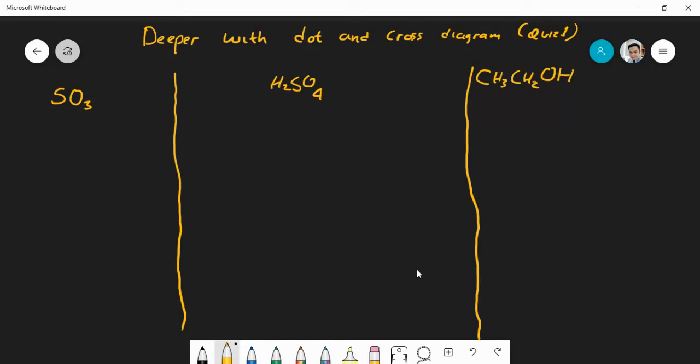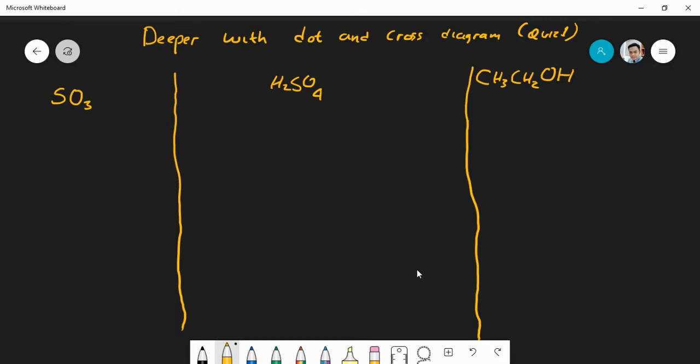We are going to practice for deeper understanding with the dot and cross diagram, as this is going to be the material for your quiz one. So make sure you understand. I'm going to give you step by step instructions for drawing the dot and cross diagram. Just remember this or write it down in your notebook.